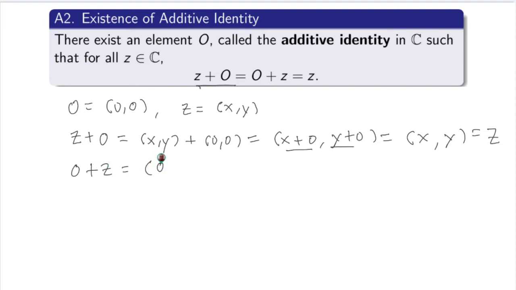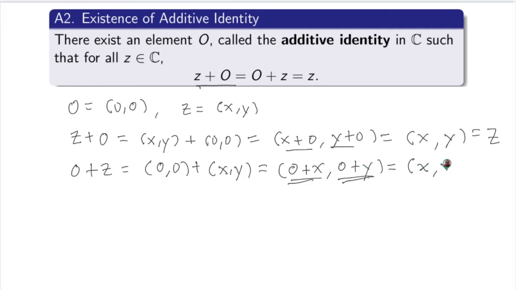Similarly, if we start with O plus C, we have O plus C is equal to the complex number 0, 0 plus x, y. Again, applying the definition of addition of complex numbers, we have 0 plus x for the real part and 0 plus y for the imaginary part. So, we have 0 plus x, 0 being the additive identity in the set of real numbers. So, the real part becomes x and the imaginary part, 0 plus y, becomes simply y. And still, that's equal to C. So, we're also able to show that O plus C is equal to C.